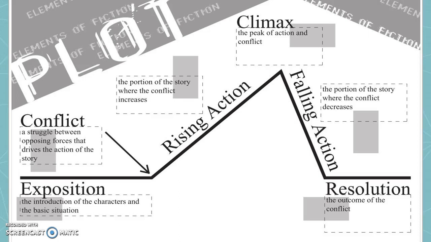There can be a lot of minor conflicts throughout the rising action, which is the portion of the story where the conflict increases. The tension builds. It's typically most of your story in the rising action. The climax is the peak of action and conflict. It's where the main character comes face to face with the conflict and some kind of change is going to result. The falling action then is the portion of the story where the conflict decreases. All the loose ends are starting to wrap up and things like that. Finally, the resolution will be the outcome of the conflict.